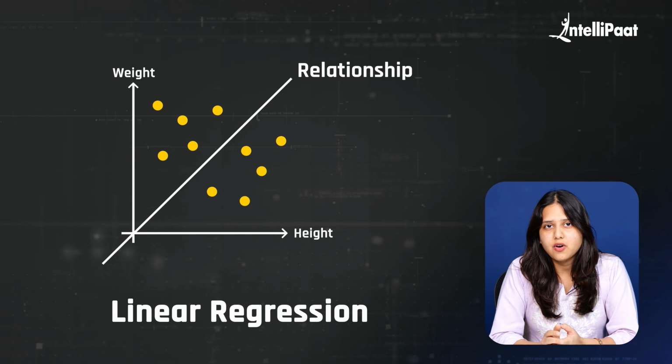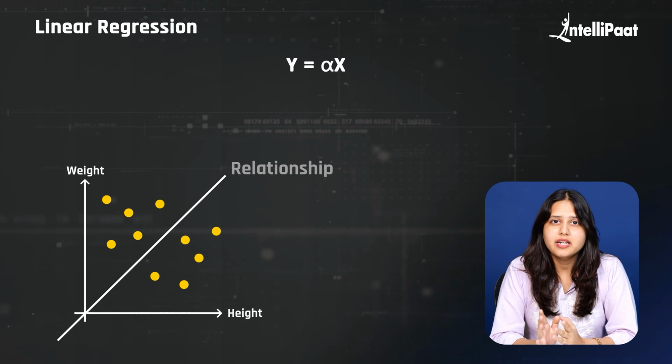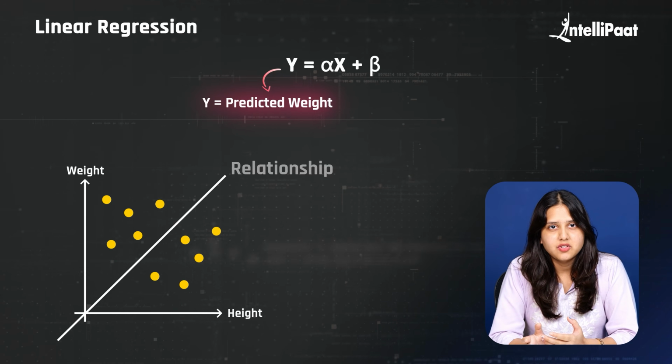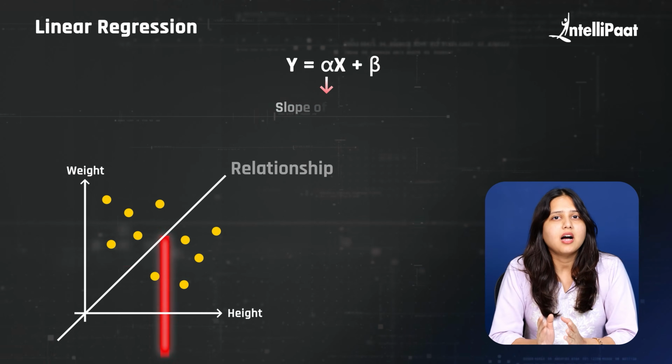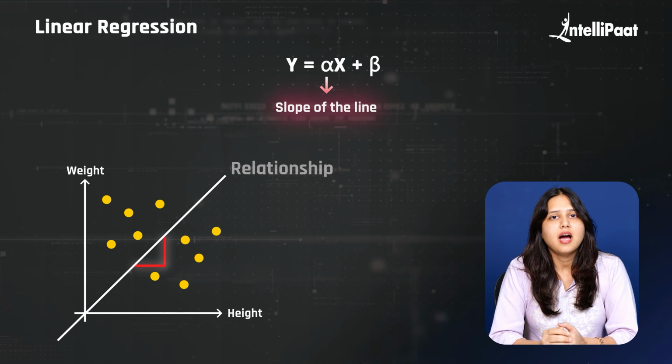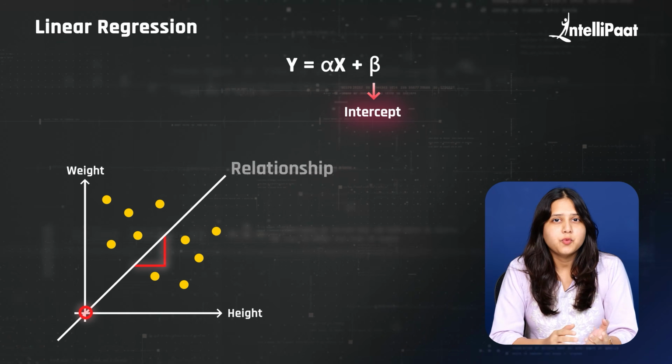The line follows the formula y is equal to alpha into x plus beta. Here, y is the predicted weight or predicted feature. X will be the height. Alpha is the slope of the line. It shows how much weight changes with height. And beta is the intercept, that is where the line starts.